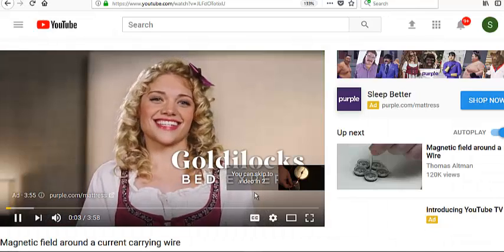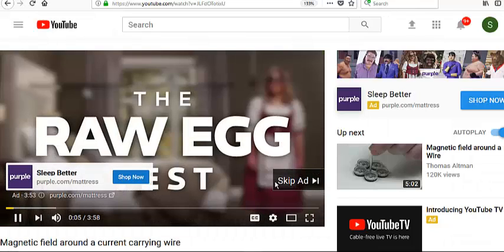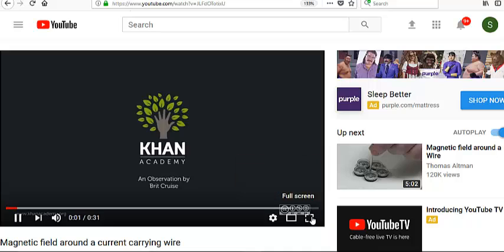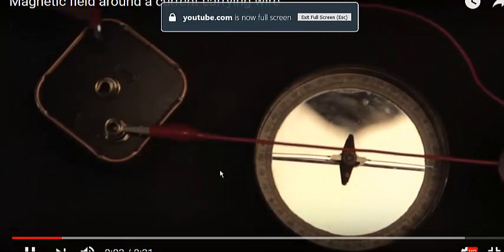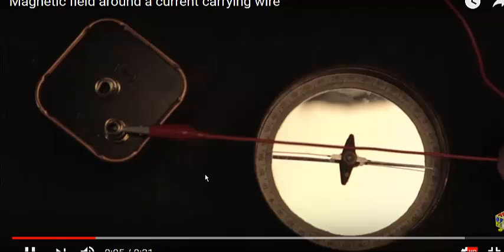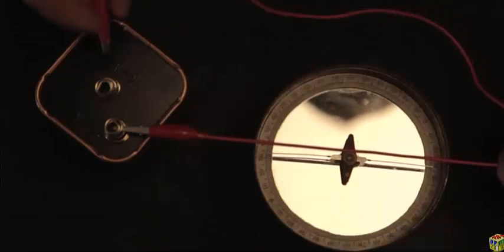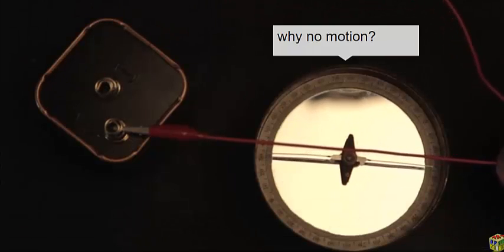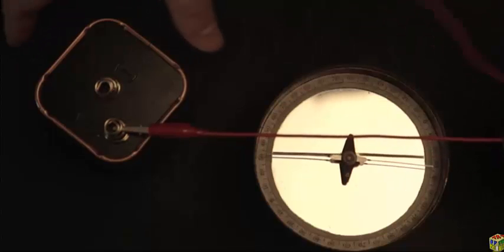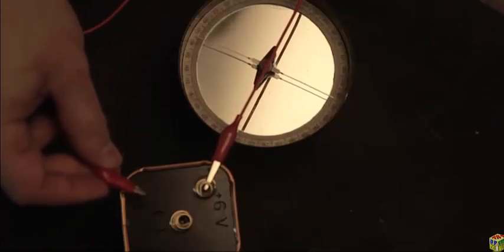First we gotta watch Goldilocks for a few seconds. Okay. Oh, it's a Khan Academy video. So what he's got is just a 6-volt battery and a wire, and apparently he's got it connected. I don't know how... oh, there he is. It's like he hasn't connected it to ground yet.